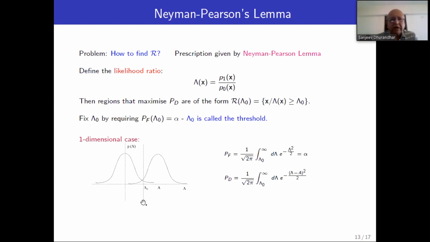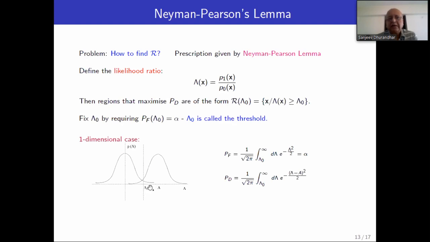So you fix lambda naught somewhere here, so that you're at the tail of this Gaussian, as far away as possible. Normally something like 10 to the minus 6, one over a million. And that will tell you what is lambda naught. So your chance of making a mistake is 1 in a million. The noise going up beyond lambda naught is 1 in a million.